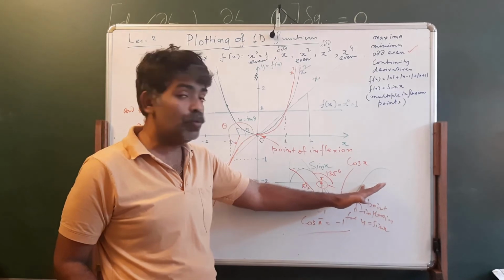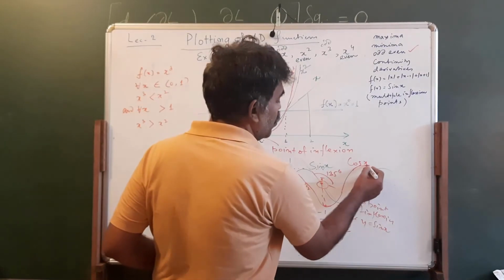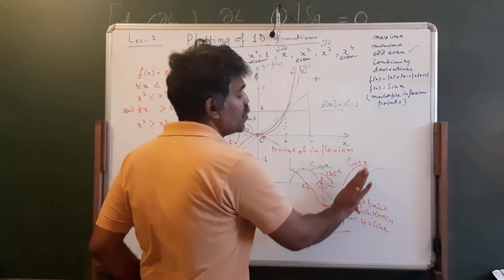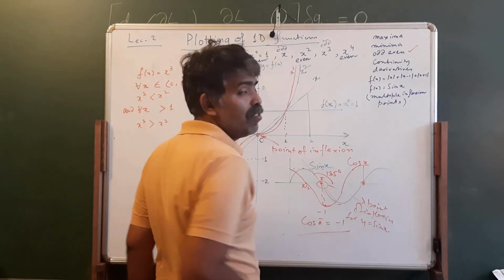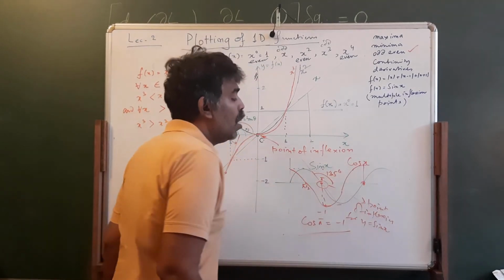This is 2 pi, cos 2 pi is 1. So basically here the value of the slope is 1. What happens is, here the slope stops increasing and starts decreasing. Here at this point the value of the slope is 1.